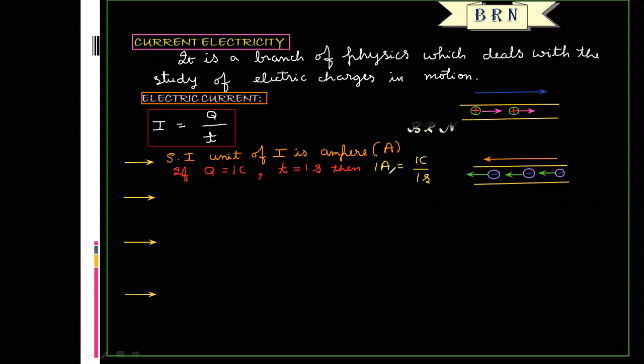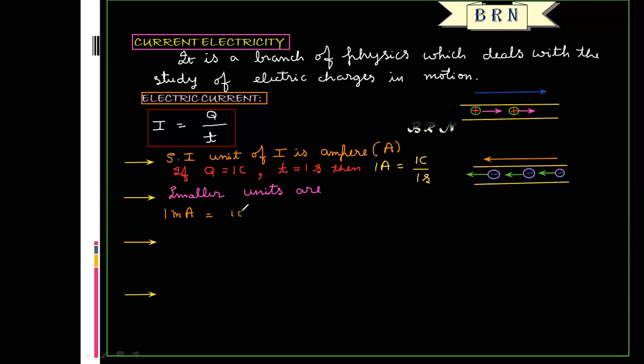What is the meaning of ampere? If 1 coulomb of charge flows through any cross section of a conductor in 1 second, that causes a current of 1 ampere. Actually, ampere is a much larger unit of electric current. The smaller units are milliampere.